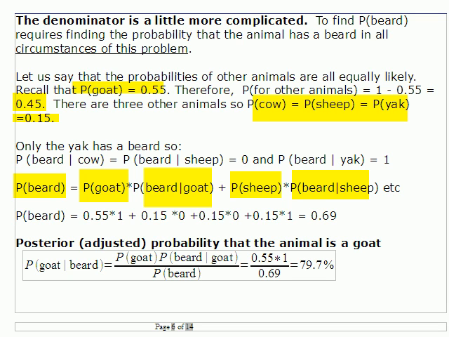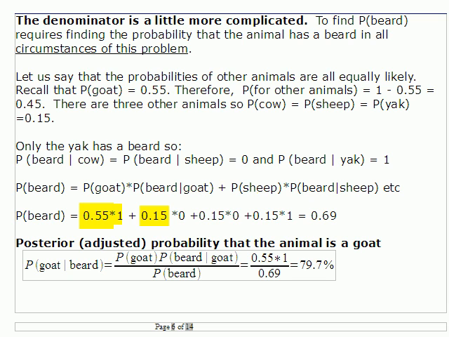So the probability a cow has a beard, a sheep has a beard is 0. The probability the yak has a beard is 1. Okay, so here's the calculation. Let me clear the screen for a minute. The probability that it's a goat is 0.55. The probability that if it's a goat it has a beard is 1. The probability it's a sheep is 0.15. The probability that if it's a sheep it has a beard is 0.